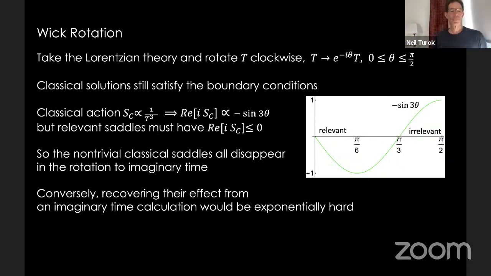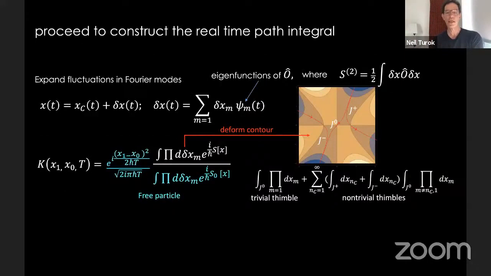So what happens is that the non-trivial classical saddles all disappear in the rotation to imaginary time. They all become irrelevant. Conversely, recovering their effect from an imaginary time calculation would be exponentially difficult. So this shows you that the Wick rotated theory will really struggle to reproduce very natural real-time quantities in this extremely simple quantum mechanics model.